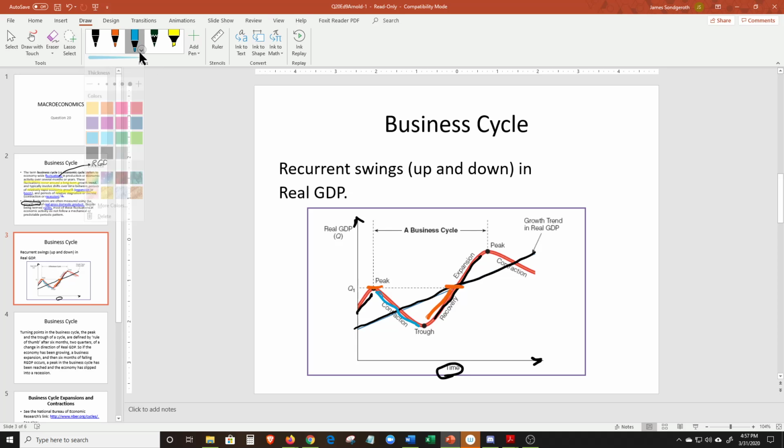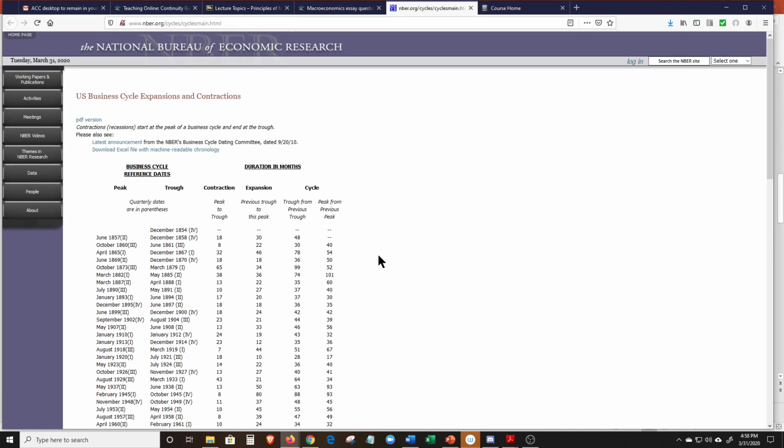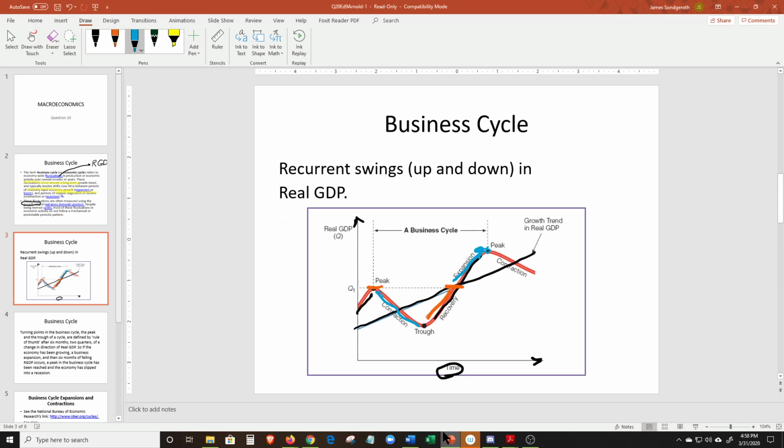Let's make sure this is wide enough. Yeah. The expansion period is from the time we reach the peak of the previous period on to the next peak. Whereas if we take a look at what the National Bureau of Economic Research talks about, it's just the expansion from the previous trough to this peak. So that's their expansion.